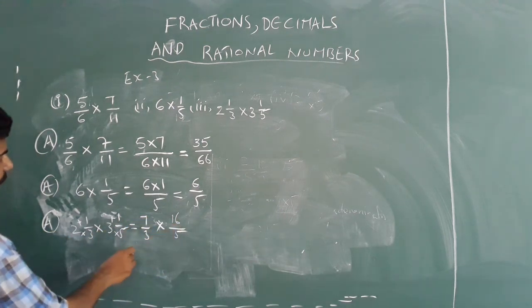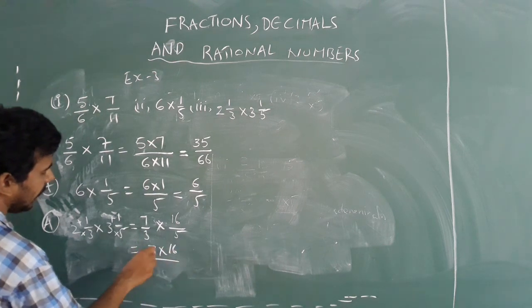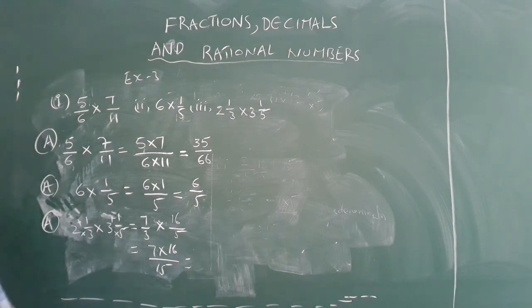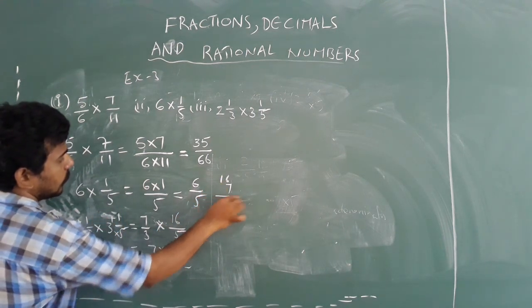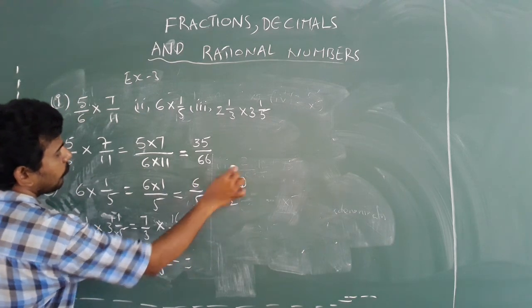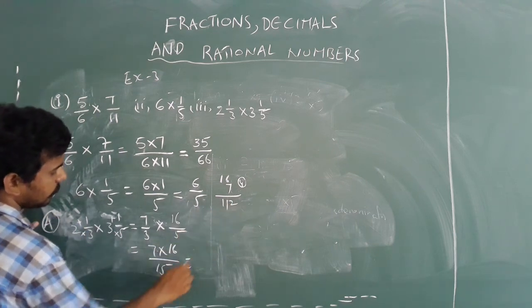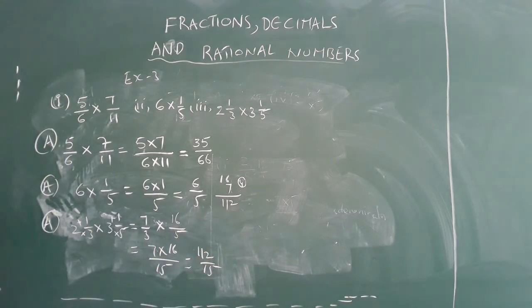Now fraction into fraction. 7 into 16 by 3 into 5, which is 15. 7 16s, how much, children? 6 7s are 42, 4 carry. 7 1s are 7 plus 4, 11. So the answer is 112 by 15. This is the answer.